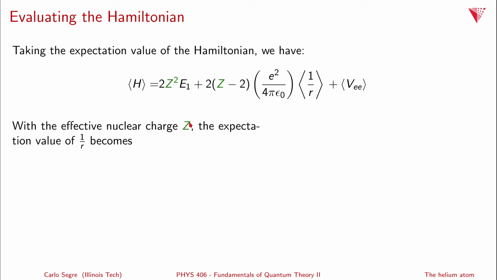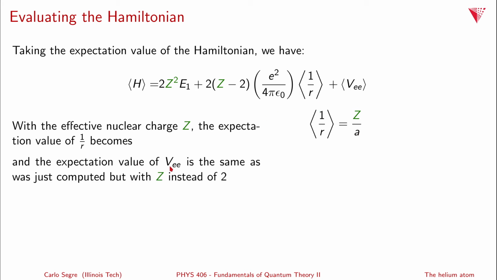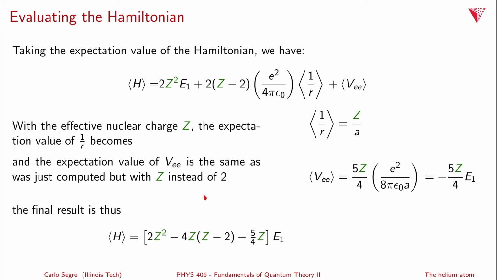Recalling that the effective nuclear charge is Z, the expectation value for this term is simply Z over a. And the expectation value for V sub EE is the same as we just computed for the first attempt at the variational method using the helium atom, except that instead of 2 for our number of protons, we have Z. And so we can just go through that same calculation, and we get that the expectation value for V sub EE is 5Z over 4 times e squared over 8 pi epsilon naught a. So we have to do no further integrals for this. And this gives me minus 5Z over 4 times E1, being the energy of the ground state of the hydrogen atom. So the final result can be written like this.